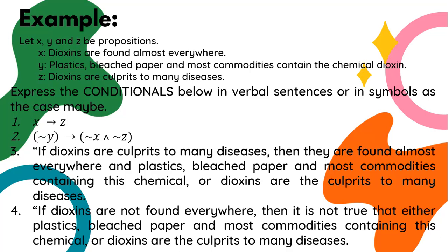If plastics, bleach, paper, and most commodities does not contain the chemical dioxin. Do not. I do not po. Sorry po. Dalawa yung subject natin. Do not contain the chemical dioxin, then dioxins are not found almost everywhere, and dioxins are not culprits to many diseases. Tama po.